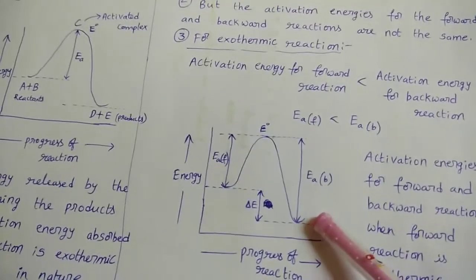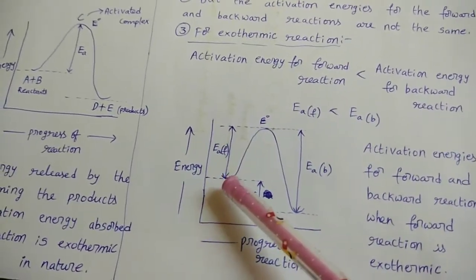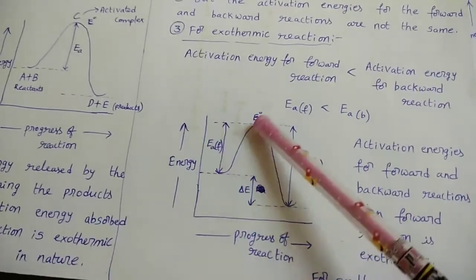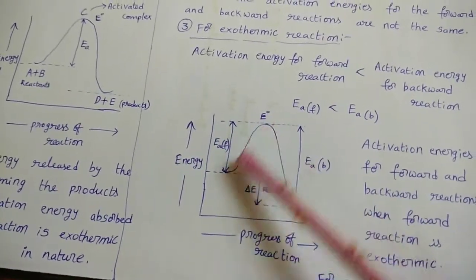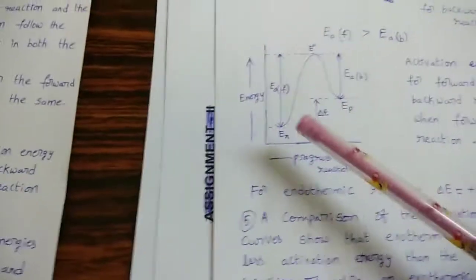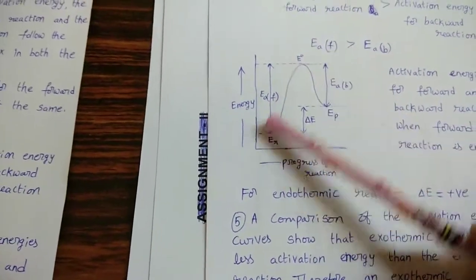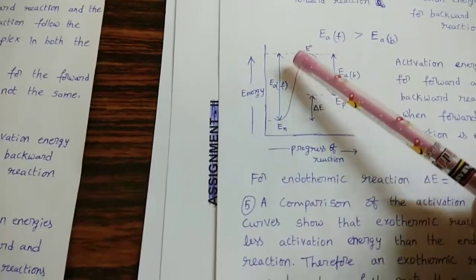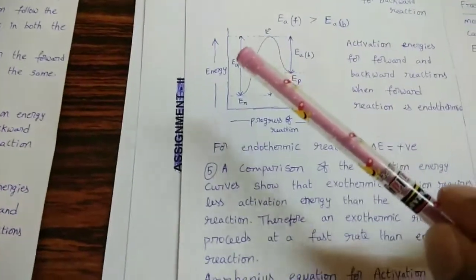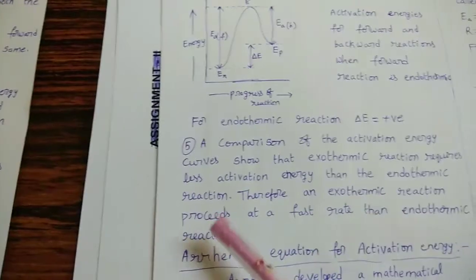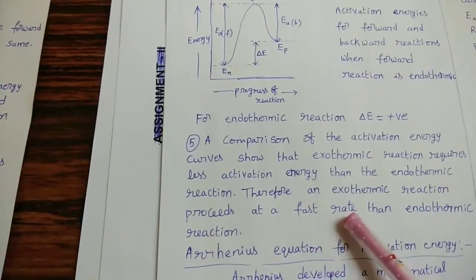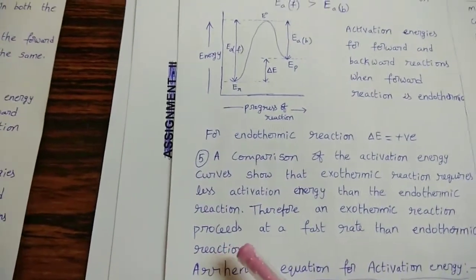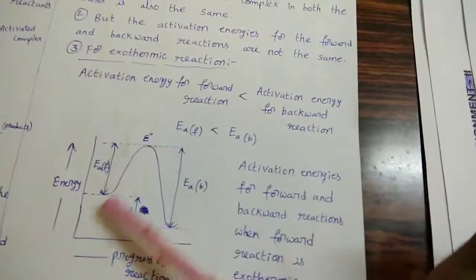This is the curve for exothermic reaction. For exothermic forward reaction to take place, less activation energy is enough. But in case of endothermic reaction, more activation energy is required for forward reaction. Because of this difference in activation energy, an exothermic reaction proceeds at a faster rate than endothermic reaction. That means the speed of exothermic reaction is more than endothermic reaction.